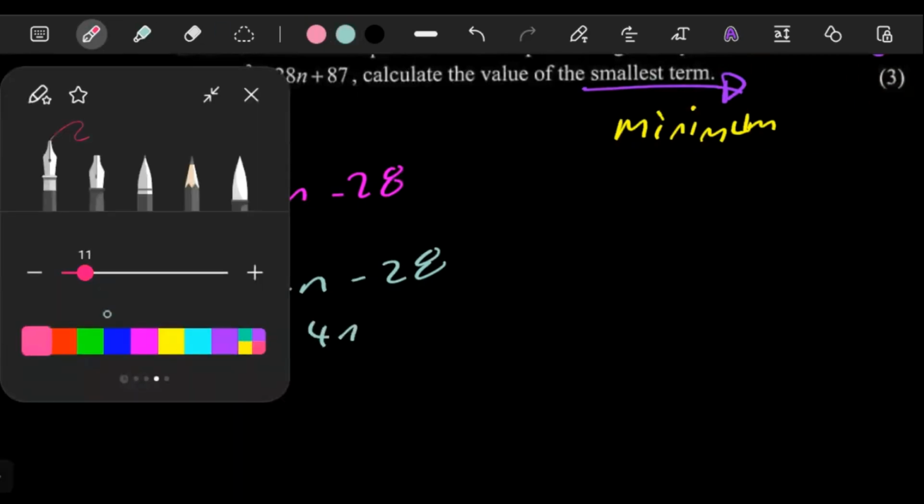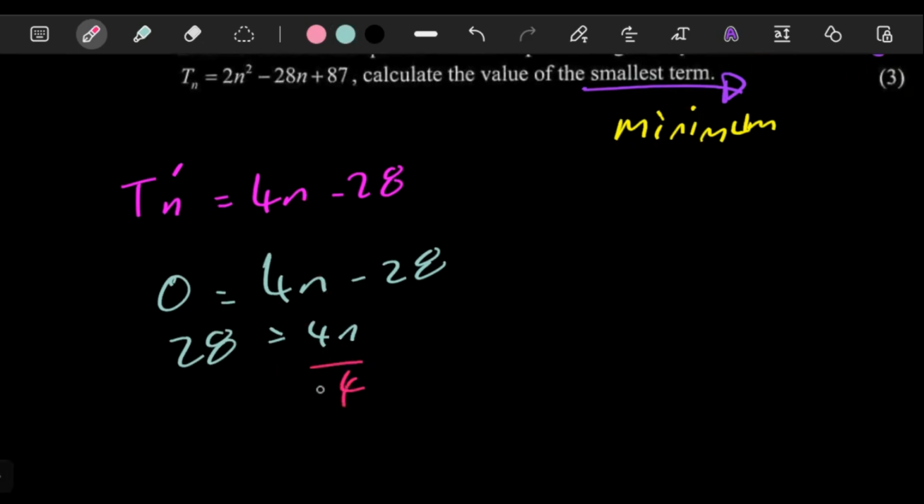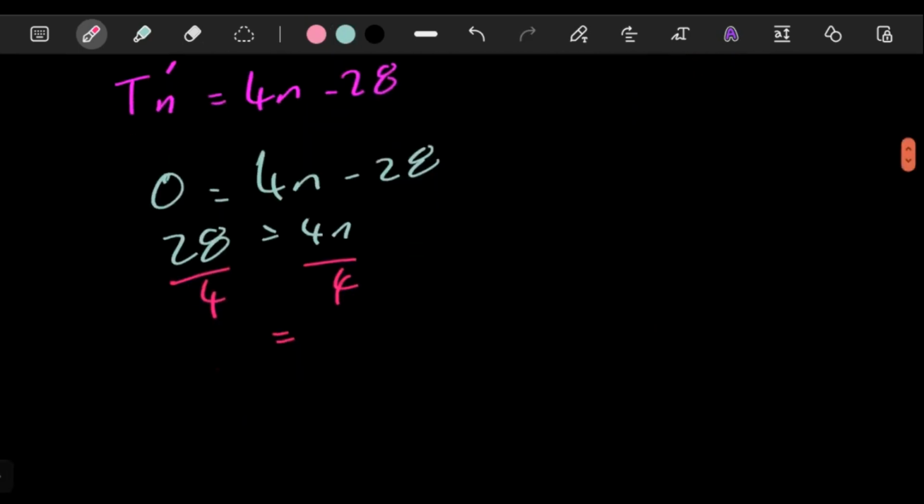Now, divide by 4 on both sides. Divide by 4, divide by 4. How many times can 4 get to 28? Yeah, 7 times. Oops, yeah, of course. So n is 7. And that's the smallest number.